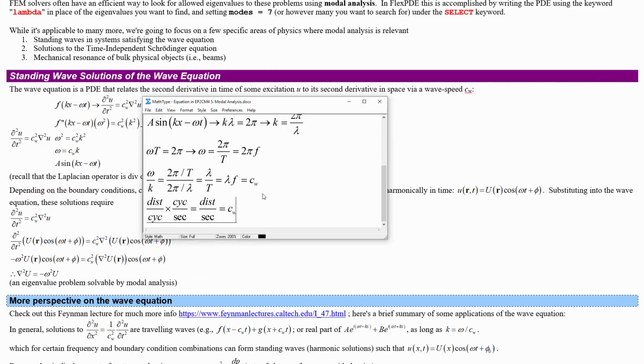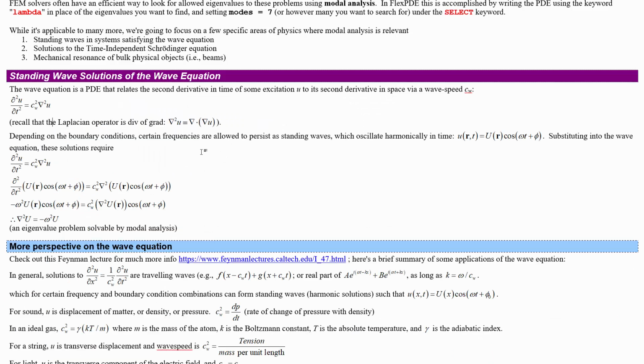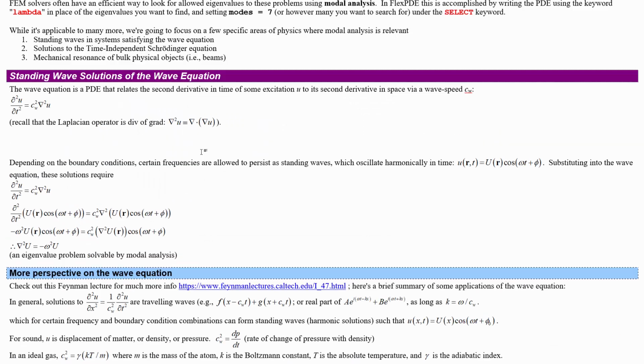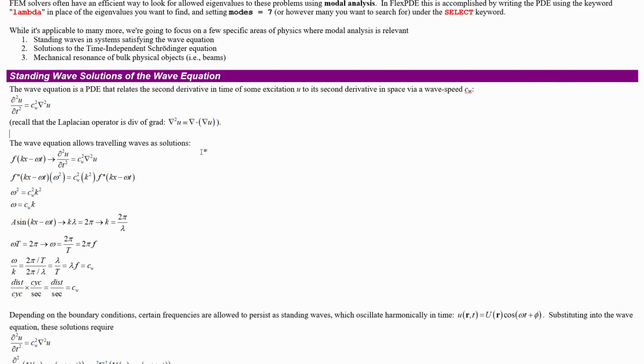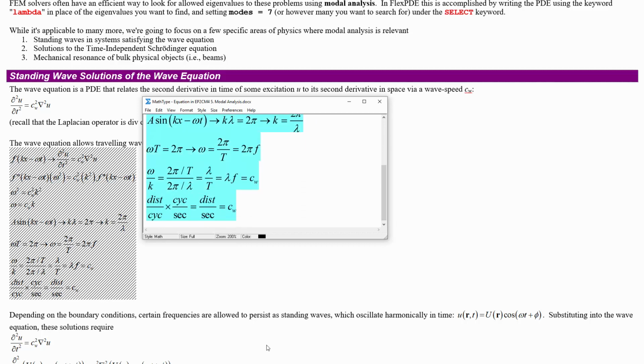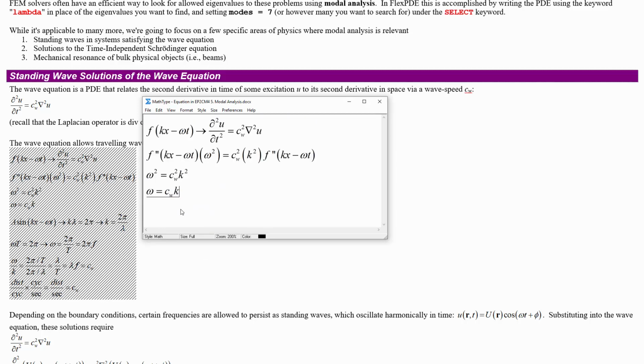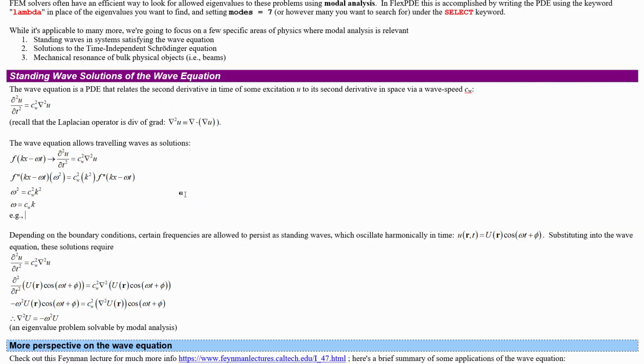Okay, so just to conclude this point, the wave equation allows traveling waves as solutions. This is something that's allowed by the wave equation. We substituted it in and showed that it works, and this gives a relationship for one particular kind of traveling wave, which is a sinusoidal wave.